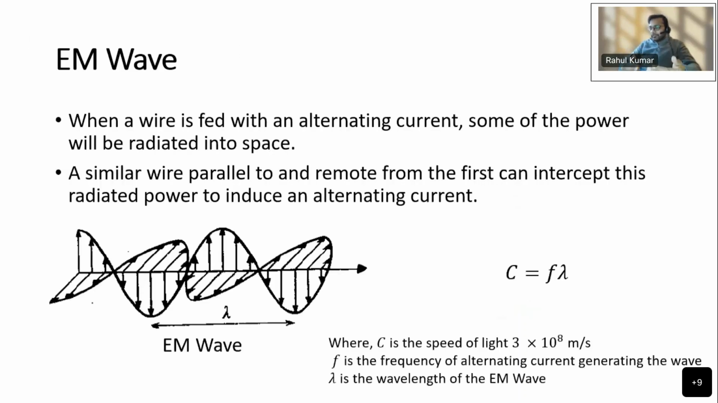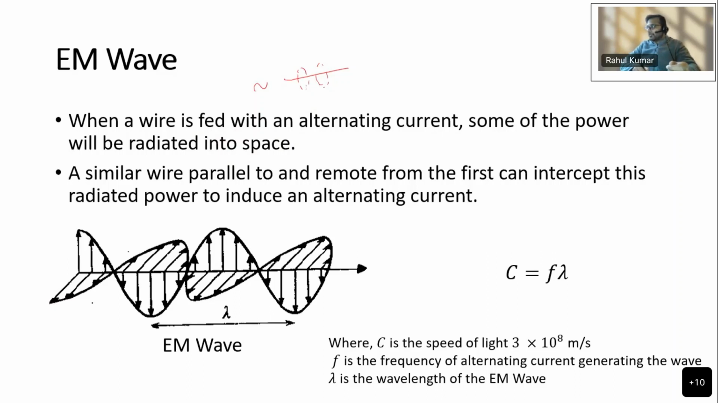Now before discussing about antennas, let us have a brief overview of the working principle of an antenna. So if a wire is fed with an alternating current, some of the power will be radiated into space, right? So if you apply an alternating current to a simple wire, you will have some radiations around it.